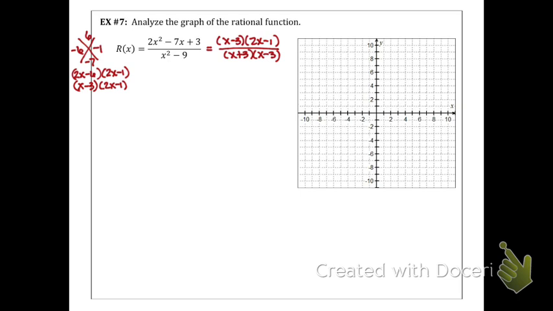All right, then go and find the domain. So remember domain. All right, so your domain, it's a fraction, so we know that the denominator cannot equal 0. And so I'm going to use that factored form. So x plus 3 times x minus 3 cannot equal 0. So x plus 3 cannot equal 0. x minus 3 cannot equal 0. So x cannot equal negative 3, and x cannot equal positive 3.